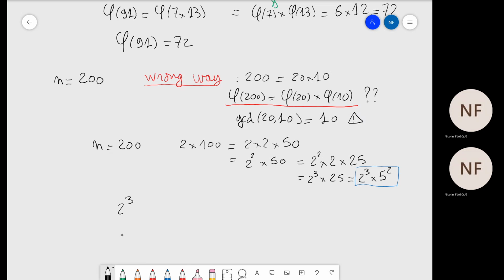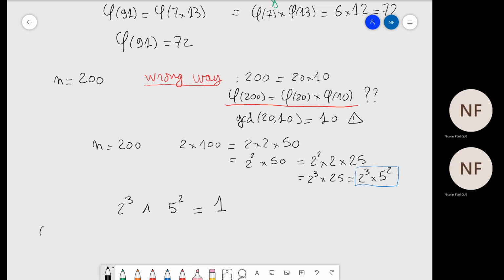So what we know is now 2 to the power of 3 is a number where the prime factor is only 2, or 4 or 8. On the other hand, 5 to the power of 2 is a number where you have only 5 as a factor. So here we can write that the GCD of 2 to the power of 3 and 5 to the power of 2 is equal to 1. Actually, it's 8 and 25. Okay? So as the GCD is equal to 1, then we are able to use the third statement.